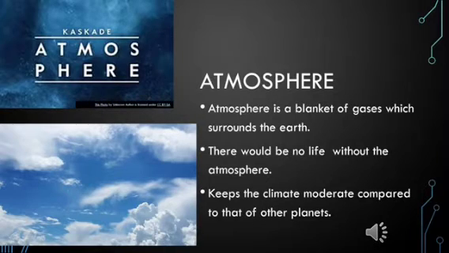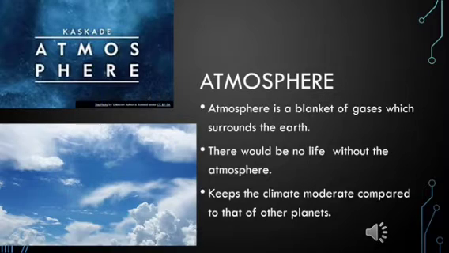Now this atmosphere is very, very important for life to survive, right? Now what is this atmosphere? It is a blanket of gases which surrounds the earth. Now what does this atmosphere do? One thing that it does is it keeps the climate moderate compared to the other planets. Do you understand? The climate is moderate compared to the other planets.